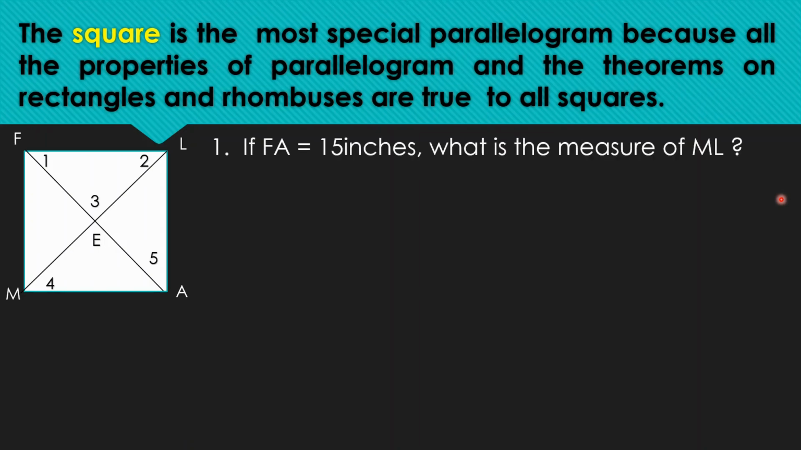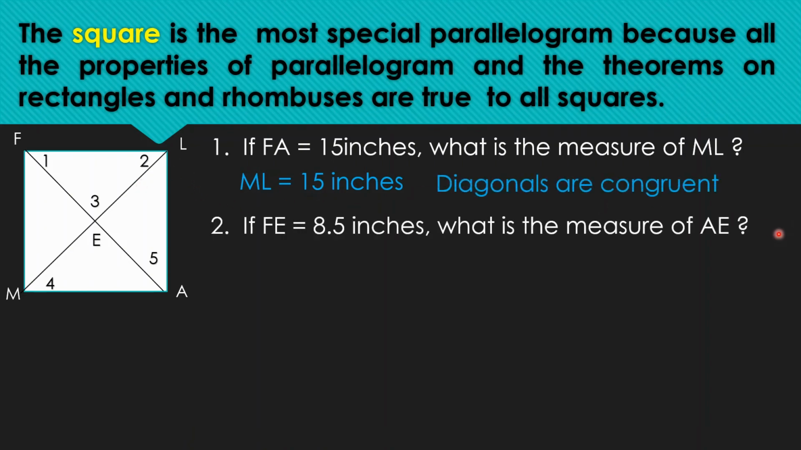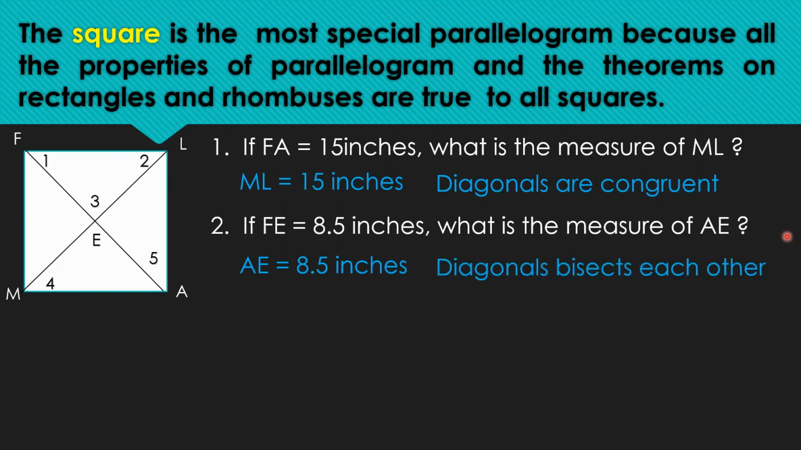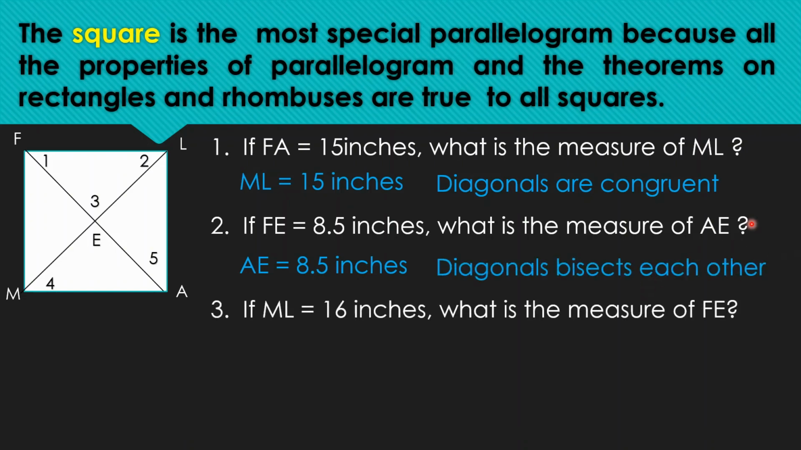So let us answer the following questions. Number 1: if diagonal FA is 15 inches, what is the measure of ML? Diagonals of a square are congruent, so ML is 15 inches also. Again, diagonals are congruent. Number 2: if FE is equal to 8.5, what is the measure of AE? The measure of AE is 8.5 inches also because diagonals bisect each other.